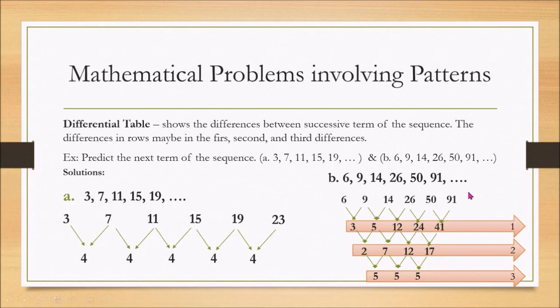Now if we're going to find the next term, or the seventh term of this sequence, we have to start from the bottom. We know that this is 5 here. So 5 plus 17 is 22. Now again, we add 41 and 22, so that is 63. Then 63 added to your 91 is 154. So your seventh term, the next term, is 154.